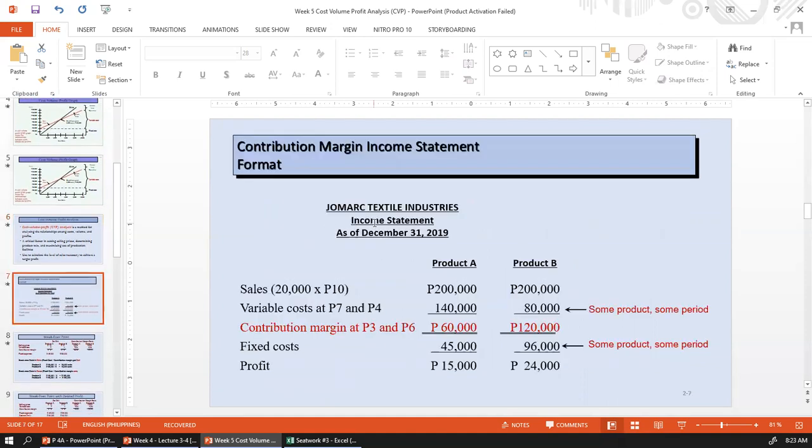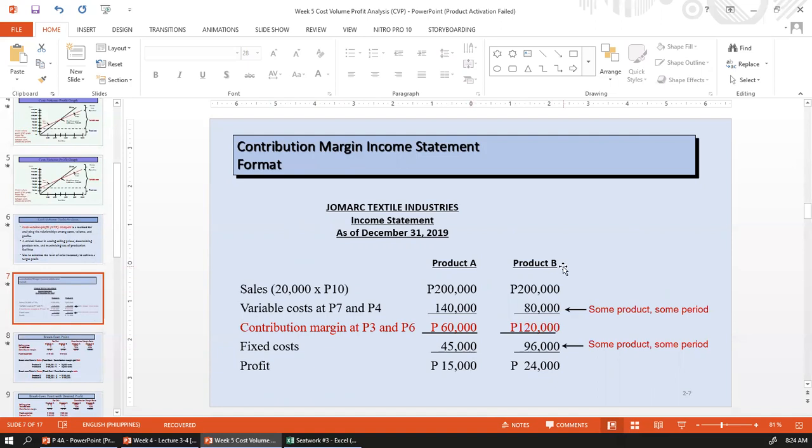The Jormark Textile Industries. The company has two products, product A and product B. The company sold 20,000 units at 10 pesos per unit. For product A, we have 200,000 peso sales, and for product B, 200,000 pesos. For the variable cost for product A, 7 times 20,000 units will give you 140,000 and a contribution margin of 60,000 pesos. The fixed cost is 45,000 and the net profit is 15,000.